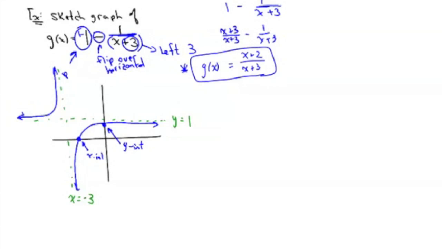How do you find a y-intercept? Let x equal 0. If you let x equal 0 in this box, what happens? You get 2 over 2/3. So this must be 0, 2/3. So these are the things that we're going to have to do.